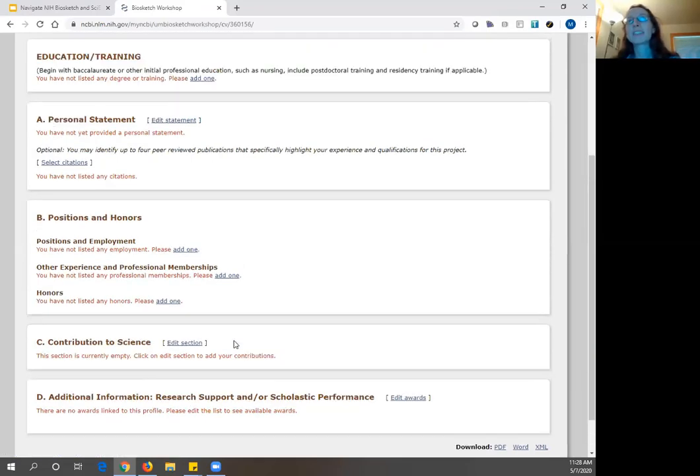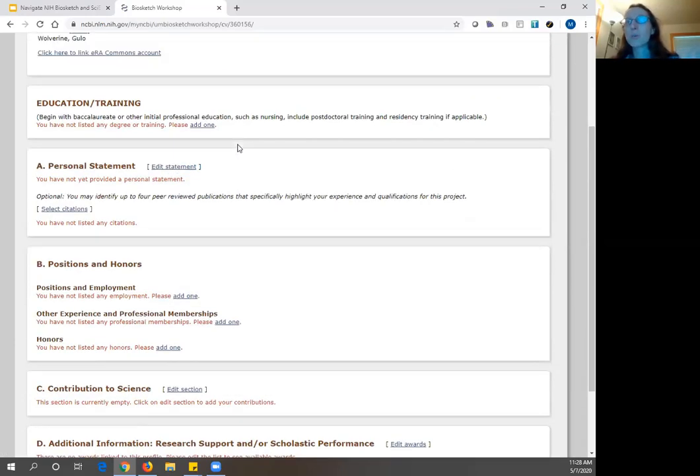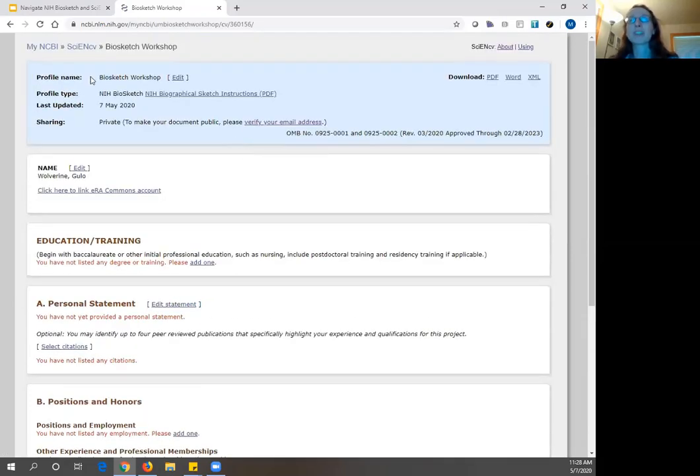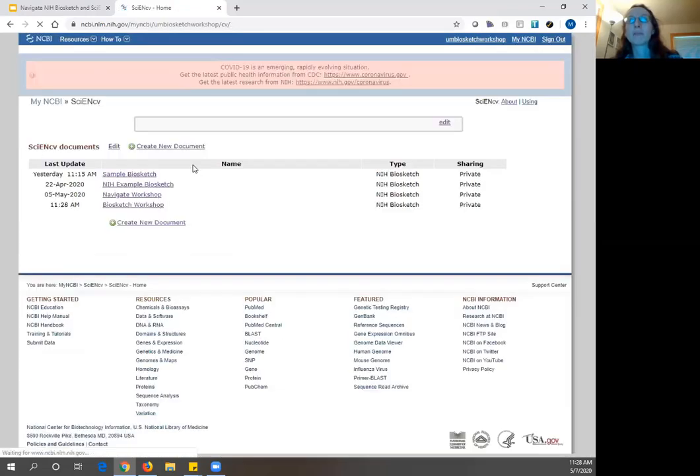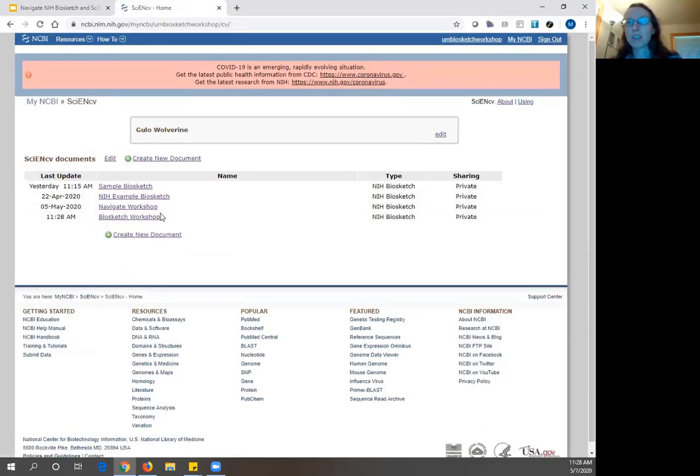What you can see is next to each of these sections, like next to education training, it has this add one link. And next to personal statement has edit statement. And that's where you would go to start entering the information. So I'm going to show you what it looks like to enter the information, but I'm actually going to leave this blank biosketch for right now. So I'm going back into my SciENcv. You can see this new biosketch now shows up in my list of biosketches in this account.